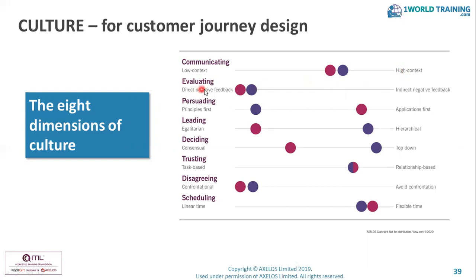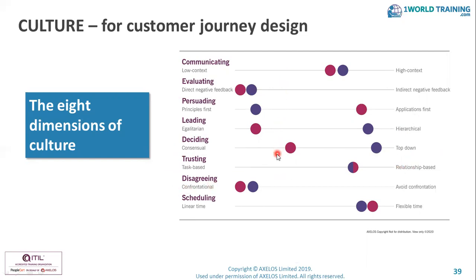Evaluating could be based on providing direct negative feedback or indirect negative feedback. Persuasion may be done based on principles or applying the principles or giving a demonstration. Leadership could be based on equality or hierarchical command and control. Decision making could be consensus based or a top down command and control approach. Trusting may be task based. Depending on the performance of the task, the trust may increase, or it could be relationship based purely.